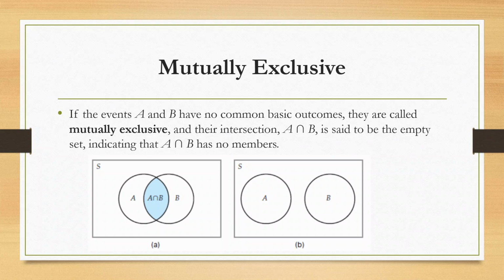Also, in a course of probability theory, you might face a term called mutually exclusive. For example, if the events A and B have no common basic outcomes, they are called mutually exclusive. Their intersection, A intersects B, is said to be an empty set, indicating that A intersects B has no members. For example, you can see on a diagram in the second case, these two sets A and B are said to be mutually exclusive.